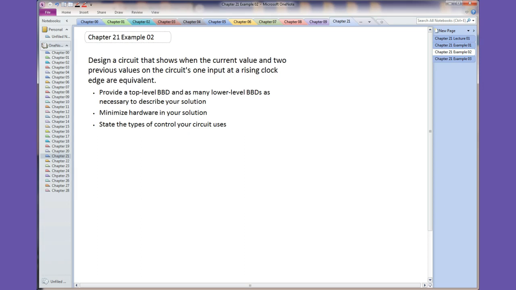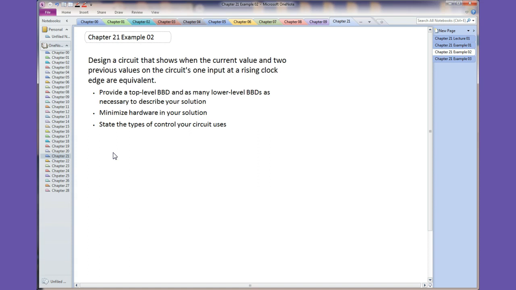This is Chapter 21, Example 2. This example problem is similar to the previous example problem in that we are storing previous values, but in this problem we are both storing them and comparing them. So this problem is a little bit different also in that I only have to store two previous values and compare that to the current value. So the current value isn't something that needs to be stored. I only need to store the two previous values.